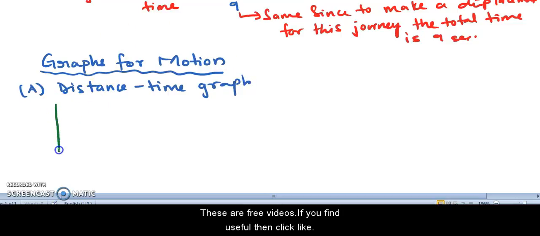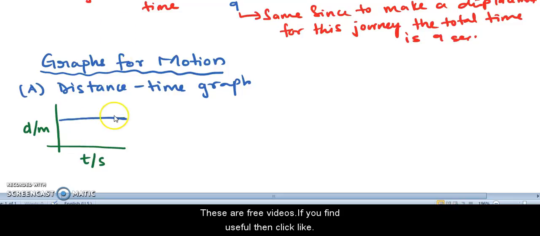Look at this graph first. This is the distance and this is in meter and this is the time in seconds. What does this line actually represent? This line which I am drawing here, what does it represent?